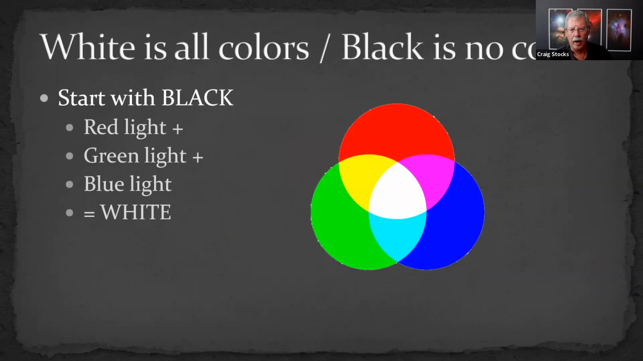So white is just the combination in equal parts of all three of the primary colors. So if you start with a black screen and you apply some red light and some green light and some blue light, where they add together in equal parts, you get white. So white is all colors. Black is no color. When you print, you're printing on a piece of white paper.